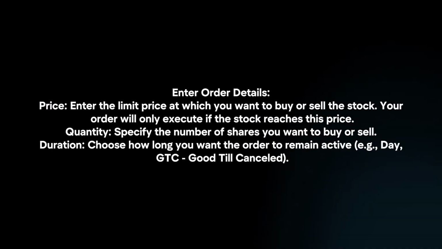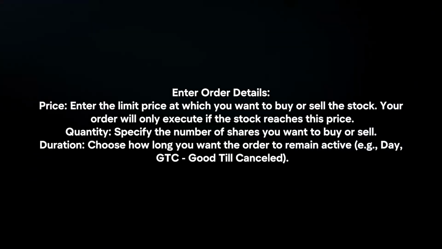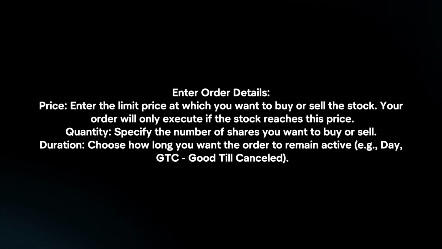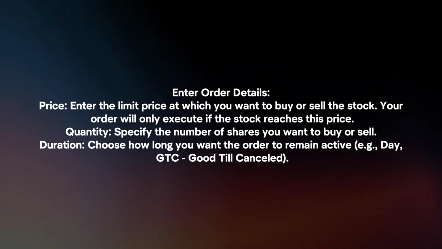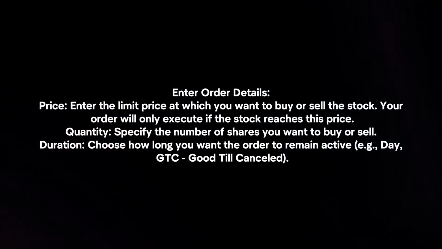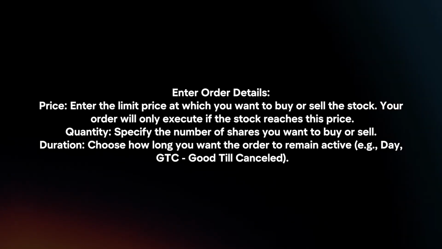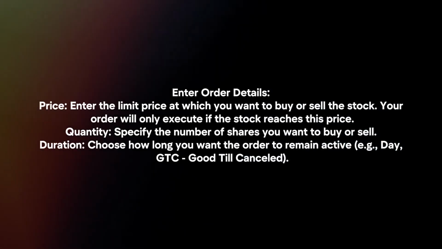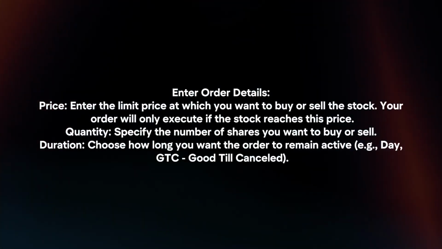Enter order details. Price. Enter the limit price at which you want to buy or sell the stock. Your order will only execute if the stock reaches this price. Quantity. Specify the number of shares you want to buy or sell. Duration. Choose how long you want the order to remain active.